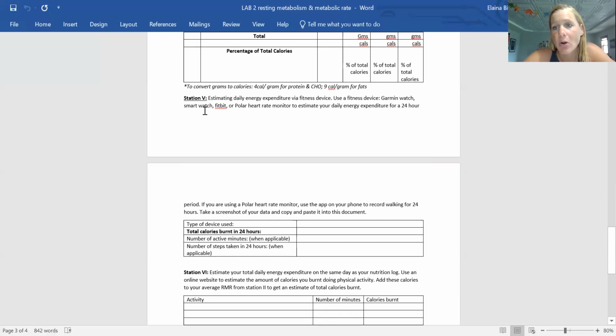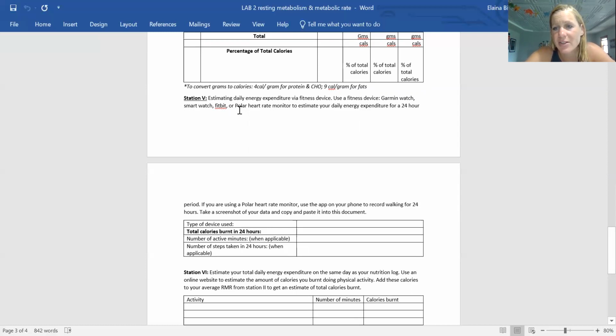Okay. If you have one of these things, use your own item, whatever you have. All of the Garmin watches, either there's a setting on the watch, or you can log into the Garmin Connect app and view how many calories you've expended. Same thing with the smartwatch, Fitbit. I have, I think, 3 of those that I can loan out to you.